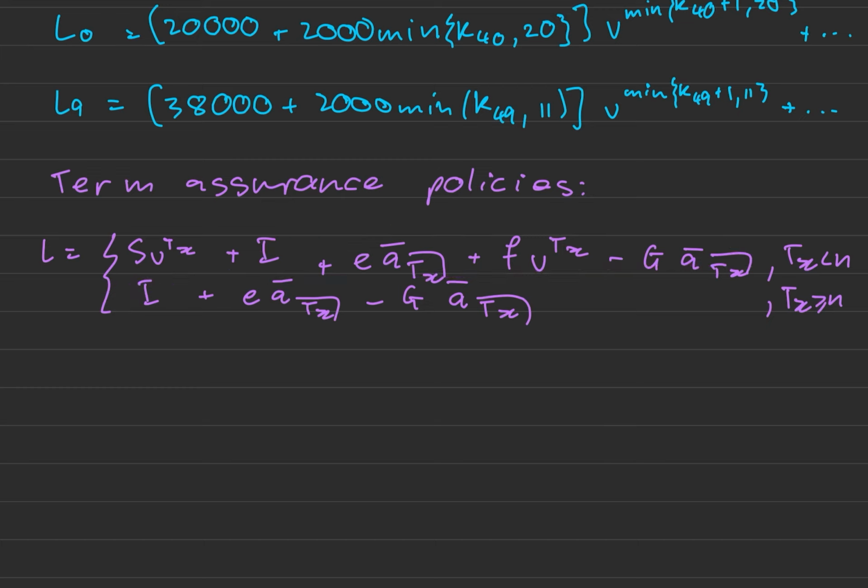But if they survive for longer than n years, they don't die within the term, then there is no benefit payment. There is no terminal expense. But I still did incur the initial expense. I still did incur renewal expenses. And I still did receive premiums for the term of this contract.